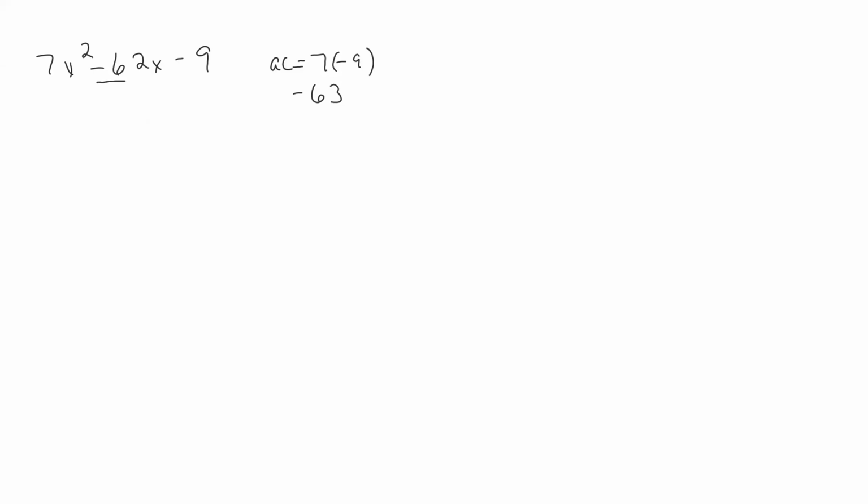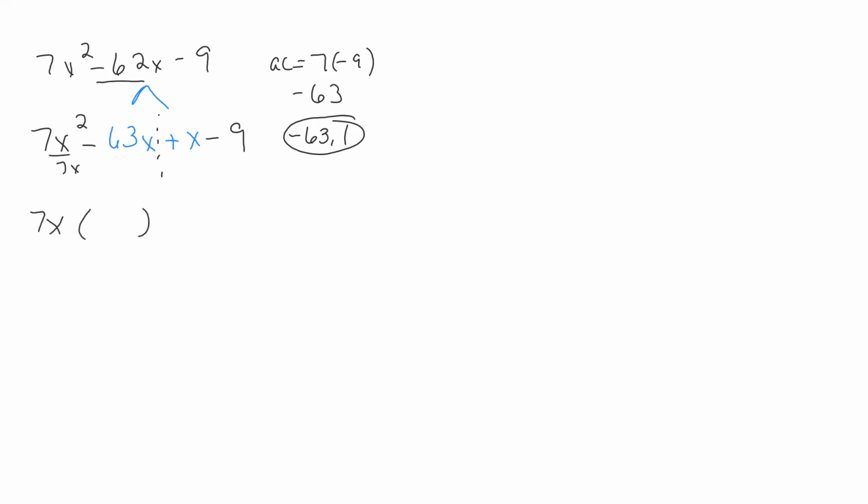And this right here, this negative 62, the coefficient of b, that tells me that I want my larger factor to be negative. So I would start with negative 63 and 1, and bam, that's the pair that's going to work. So I rewrite my polynomial. But what I'm going to do is I'm going to break down my negative 62x as negative 63x plus 1x, and then minus 9. I'm going to go ahead and start factor by grouping. 7x squared minus 63x, we have a GCF of 7x.